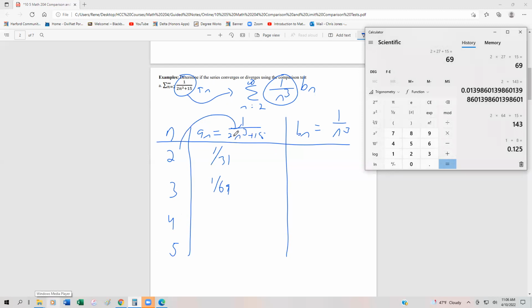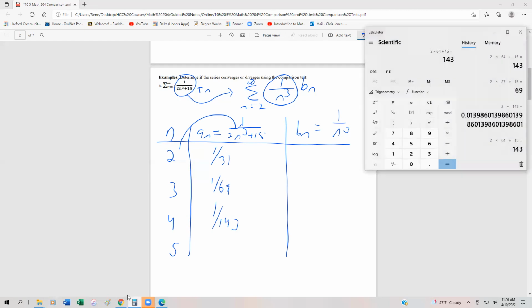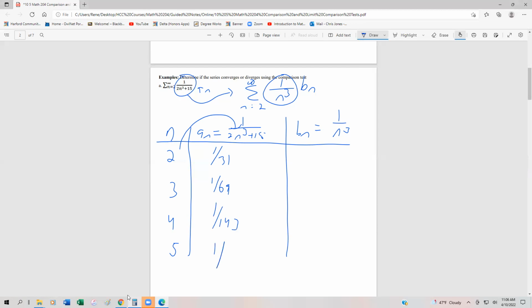Substituting 4 back in, this is going to be 2 times 64 plus 15, so that's 1 over 143. And finally, if I throw 5 back in there, that's going to be 2 times 125 plus 15, so that's 1 over 265. Now, if I throw 2, 3, 4, 5 back into b sub n, this is going to be 1 over 8, 1 over 27, 1 over 64 and 1 over 125.